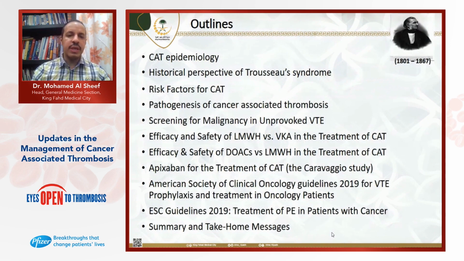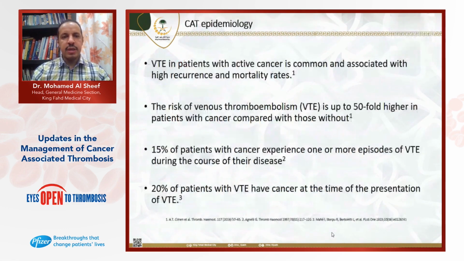So I'm going to navigate you through my outline, and we'll take you one by one. First, starting with CAT, or cancer-associated thrombosis, epidemiology. VTE in patients with active cancer is common and associated with high recurrence and mortality rate, and the risk of VTE is ranging from 7 to 50-fold higher in patients with cancer compared to those without cancer.